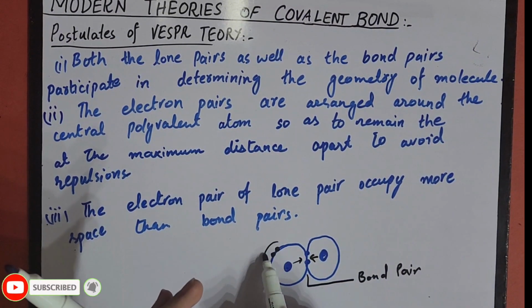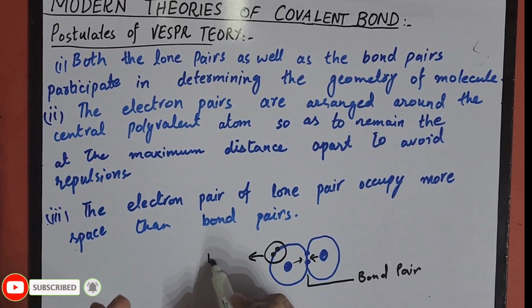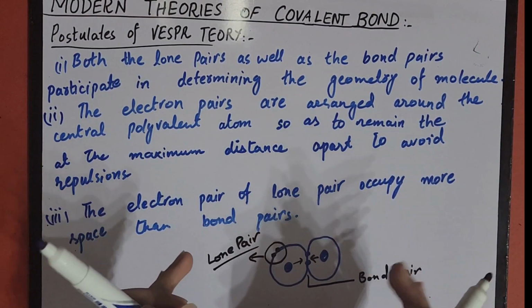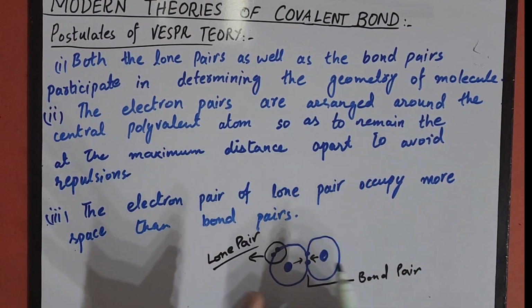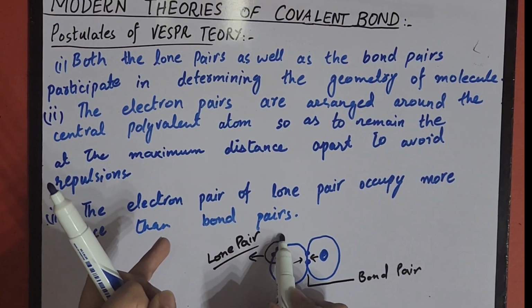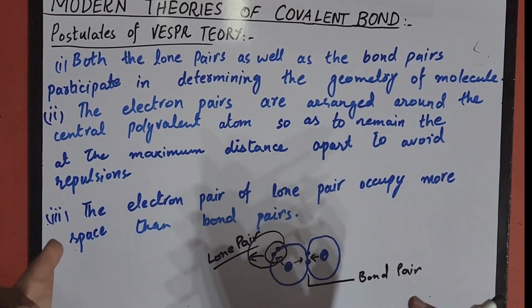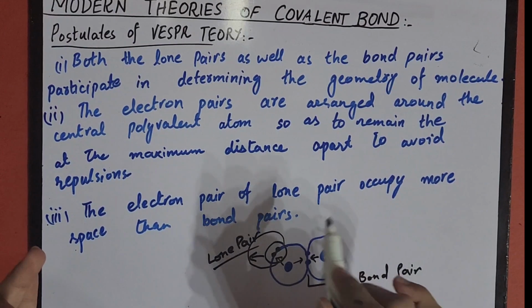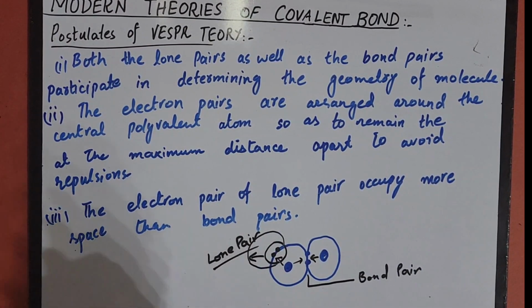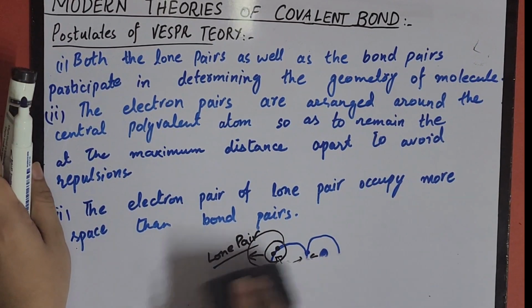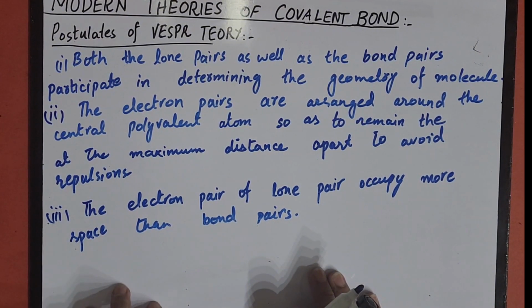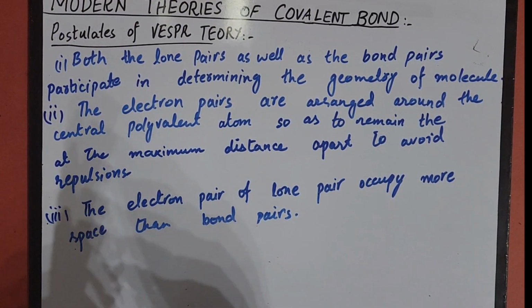But if we talk about the lone pair, this lone pair is free. This pair is free as compared to the bond pair because it is attracted by only a single nucleus, and it has a maximum loop area to move around than the bond pair. Alright, that's why lone pairs occupy more space than the bond pairs. I hope it will help you. Okay, so these were the postulates, and the last one is the fourth postulate.